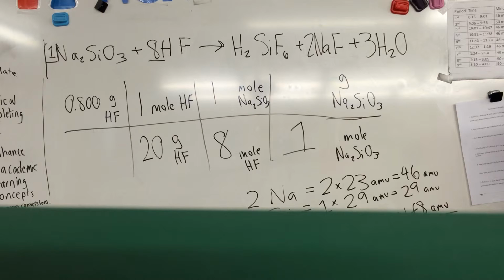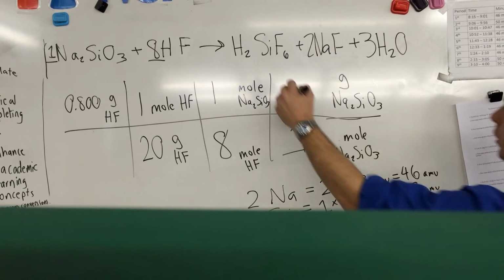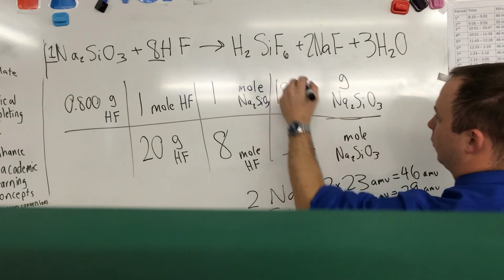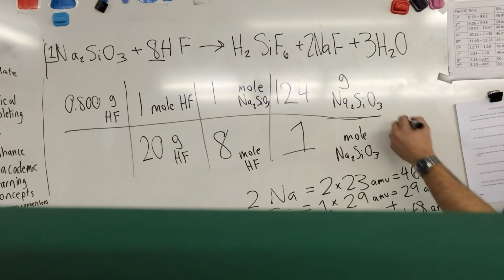Okay? Now we add those 3 together: 46 plus 29 plus 48. So we should get about 122 to 124 grams, depending on where you rounded. So we'll just say 124 grams is what we get.